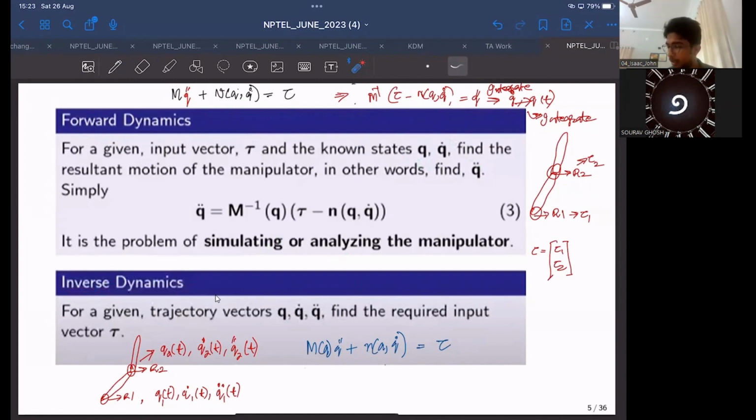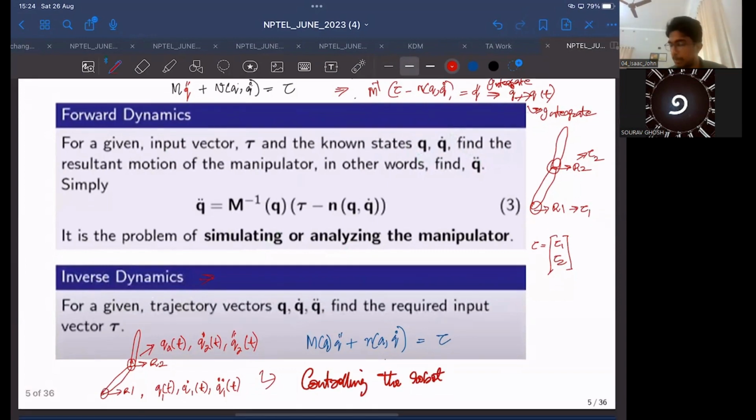And opposite to what we have seen in forward dynamics, this is a scheme of controlling the robot. This is similar to controlling the robot. So it's exactly analogous to what we have seen in case of kinematics. In dynamics as well, the same concept or the same ideas apply.